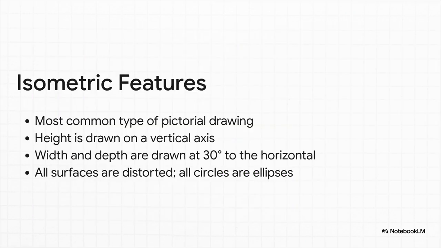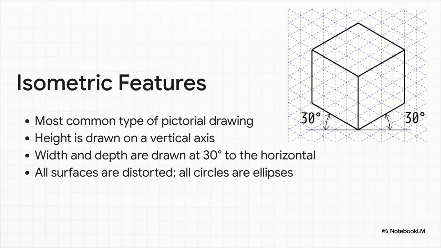Okay, so here's how this actually works in practice. And this is super important. Height is always drawn straight up and down, vertical. But the width and depth, they're drawn on axes that are angled up at 30 degrees from the horizontal.